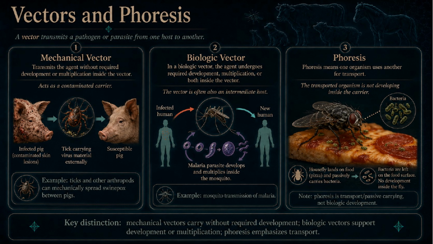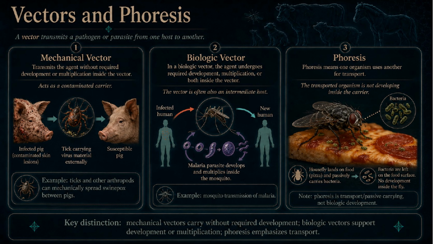Let's define vectors. A vector is an organism that transmits a pathogen or parasite from one host to another. A mechanical vector transmits the agent without required development or multiplication inside the vector. The vector acts as a contaminated carrier. For example, ticks and other arthropods may mechanically vector swinepox virus between pigs. A biologic vector is different. In a biologic vector, the agent undergoes required development, multiplication, or both.